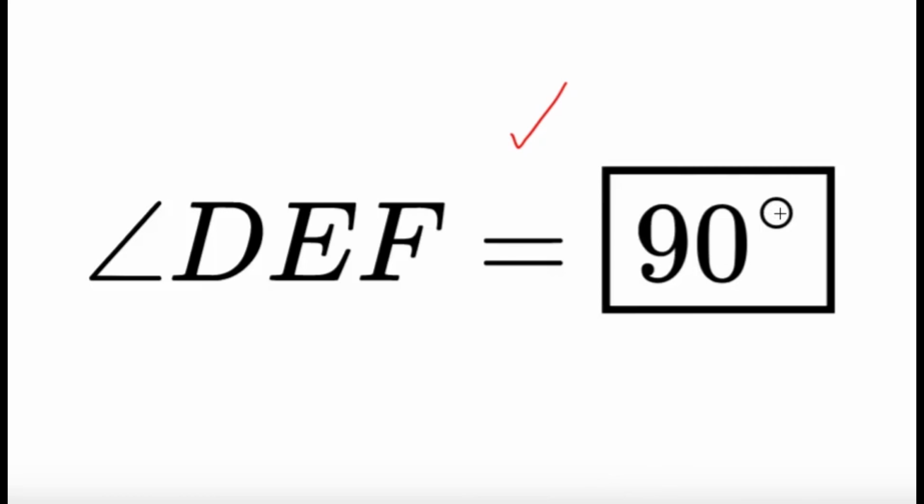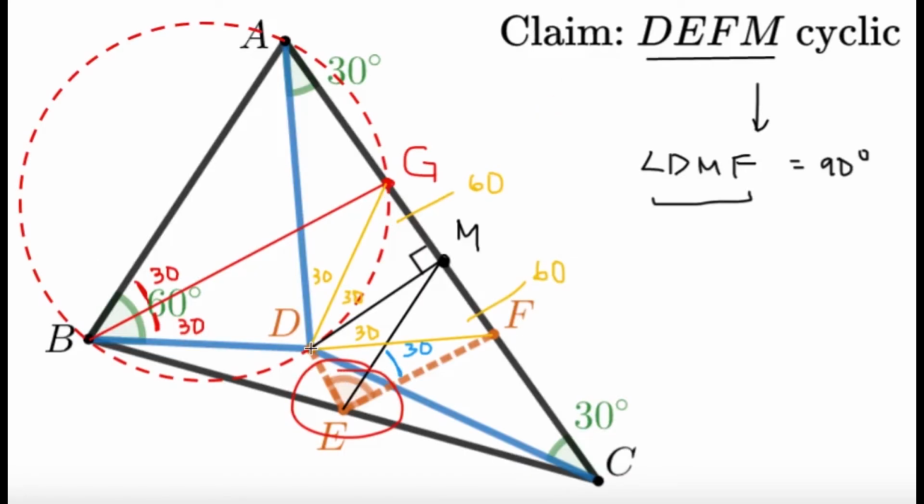As a bonus, you can try to prove that as D varies along line DM, so D doesn't have to be here, you can try to prove this question. D is on any point on segment DM, or line DM, and actually angle DEF will be a right angle as well.